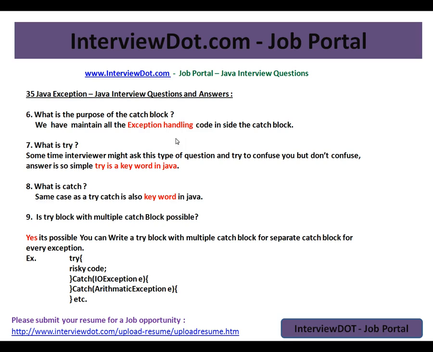Is try block with multiple catch blocks possible? Yes, it is possible. You can write a try block with a separate catch block for every exception. Why do you need multiple catch blocks in your code? The idea here is to isolate the problem. If there is any problem related to reading the file or IO, the input output related exception, I will handle it here. If there is any problem with the arithmetic calculation, then I will handle it here. Similarly, I have SQL exception. If there is any problem with the database, then I will have SQL exception here.